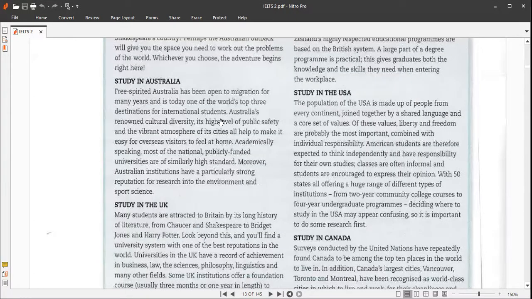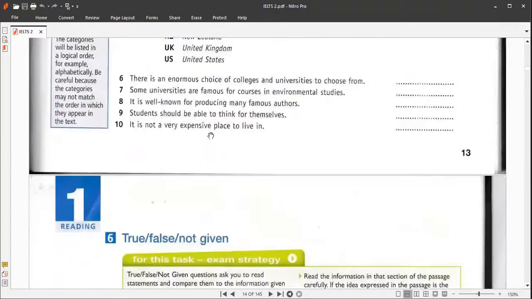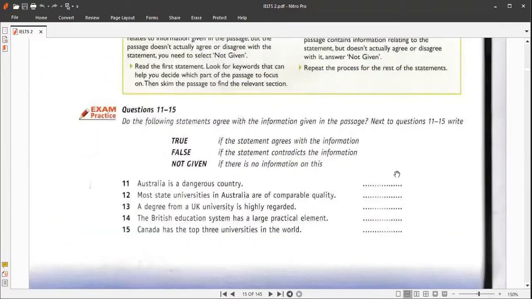Okay, what do you think? Is it dangerous or not? Free spirited Australia, it doesn't say anything about dangerous, so it could be false or it could be not given. Is high level of public safety. Oh, okay, high level of public safety, so it's pretty safe there. So the answer should be false, because it contradicts the information.